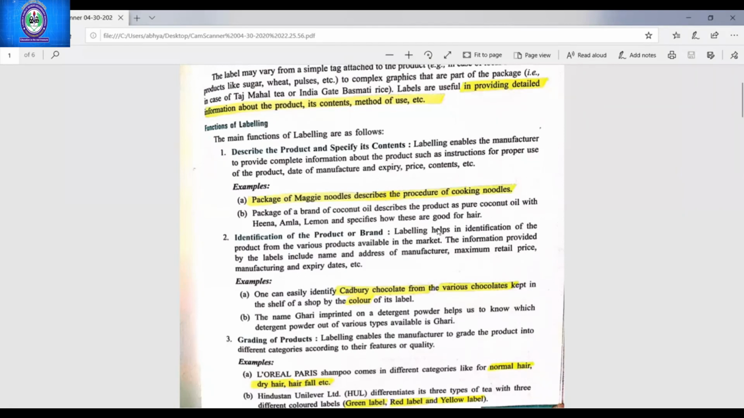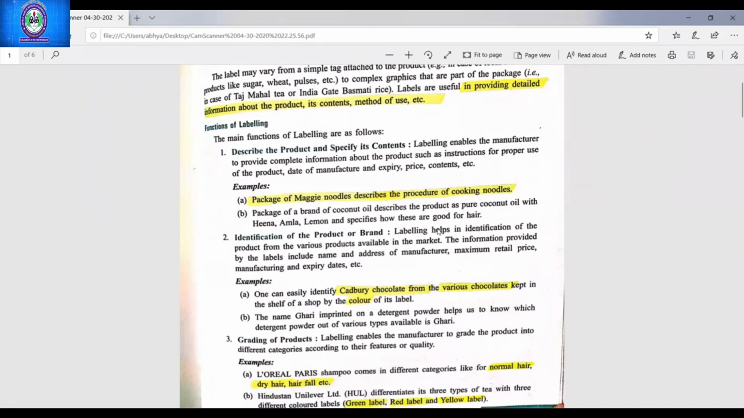Describe the product means each and everything about the product, when it is manufactured, by whom it is manufactured, by whom it is marketed, what is the toll free number, what is the batch number, each and everything. And specify its contents. Contents means the ingredients by which the product is prepared. It is also mentioned on the product. So label describes the product and specifies its content. So we can say in short that it gives a complete information package, which is known as a label.